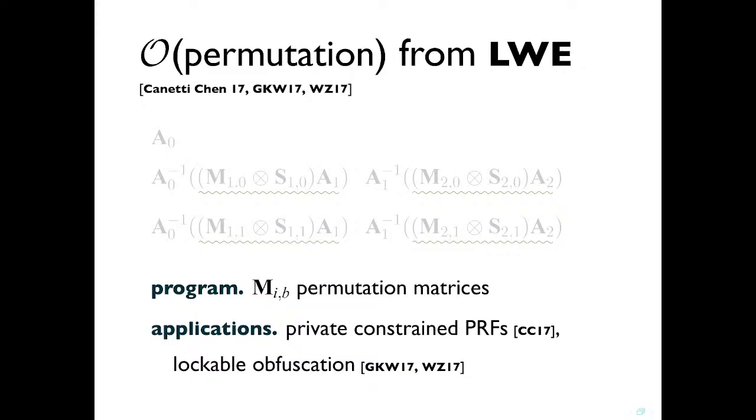And this very simple construction for the very simple class of null programs already has applications towards constructing private constraint PRFs for NC1 and lockable obfuscation. This particular result that we'll describe was following the work of Kennedy Chen, but also independently proved in the work of Rishabh and friends and Danny and friends.